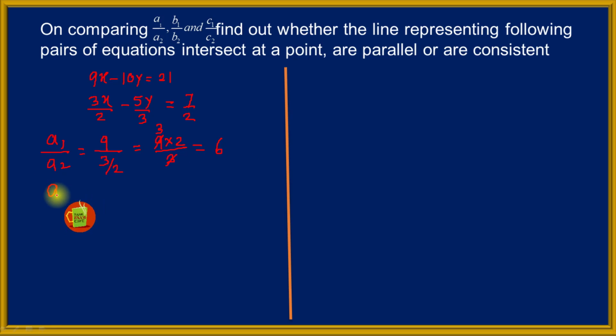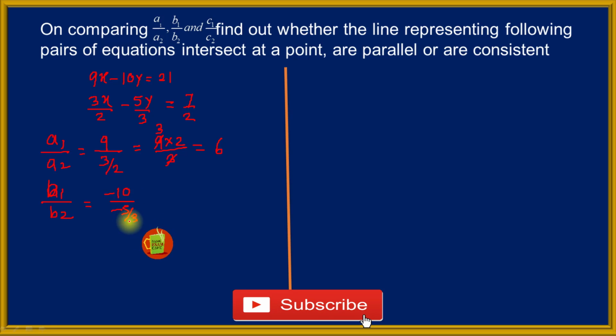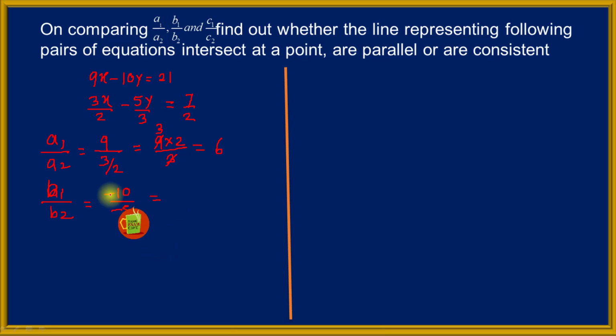Now we will find B1 upon B2, that is minus 10, B1 is minus 10, upon B2 is minus 5 by 3. 3 will go to the numerator and minus and minus will become plus, and so it will be 10 into 3 upon 5. So 5 1s are 5, 5 2s are 10. So 2 into 3, that will be equal to 6. So B1 upon B2 is equal to 6.